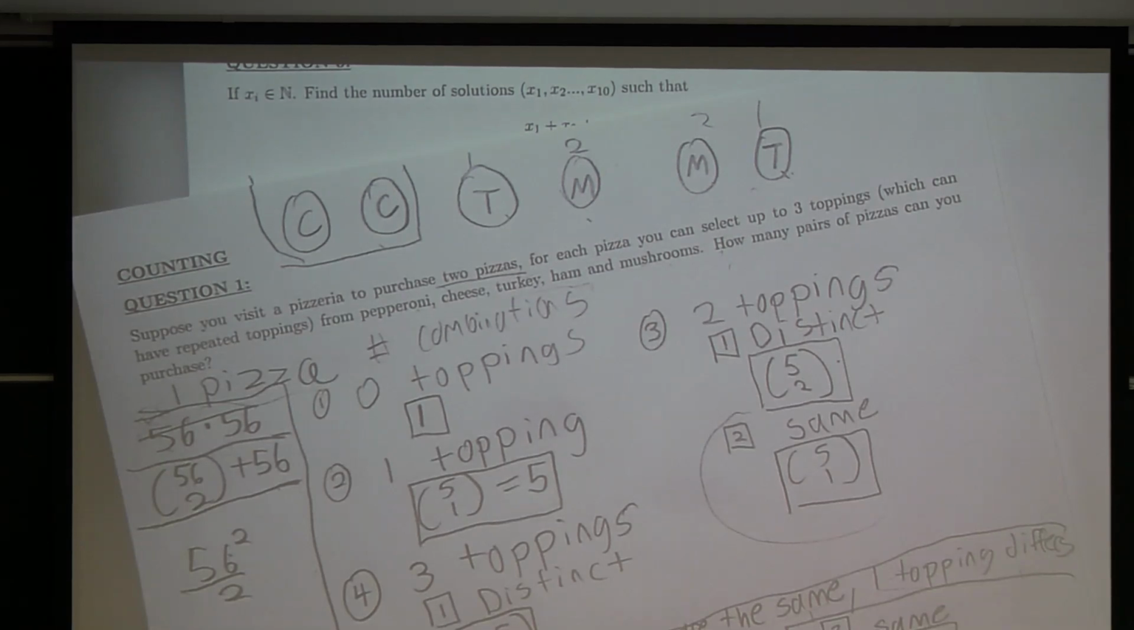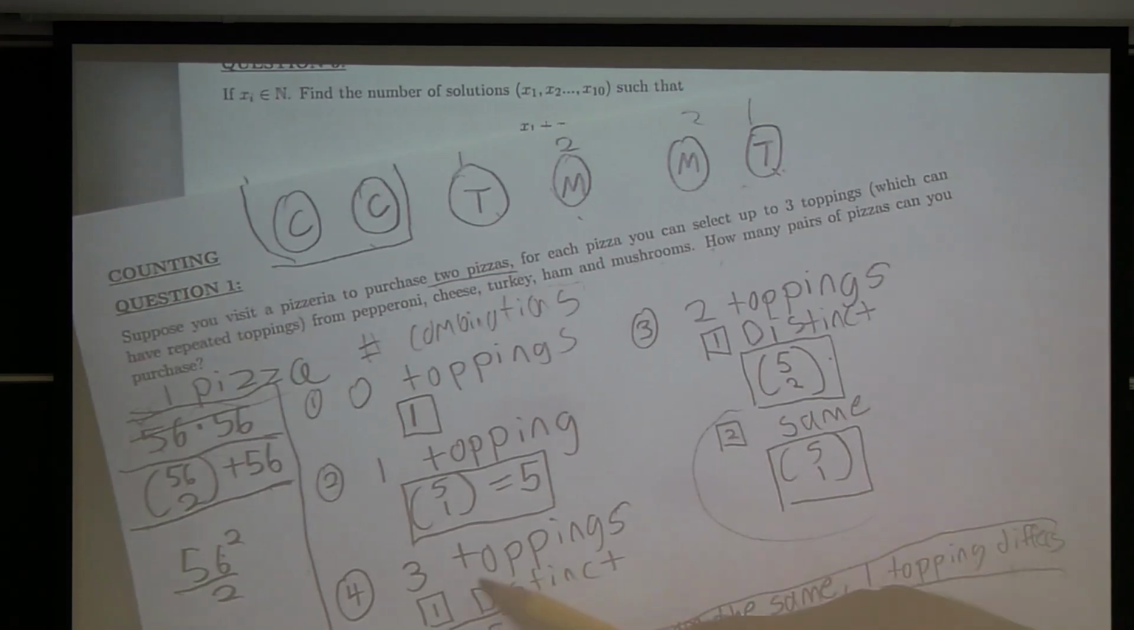OK, so with 2 toppings being different, the third topping is either the same as one of those 2 toppings. In that case, it will just be 2 toppings the same and 1 topping differs. Or the third topping is different than the first 2 toppings. In that case, it's just all distinct.